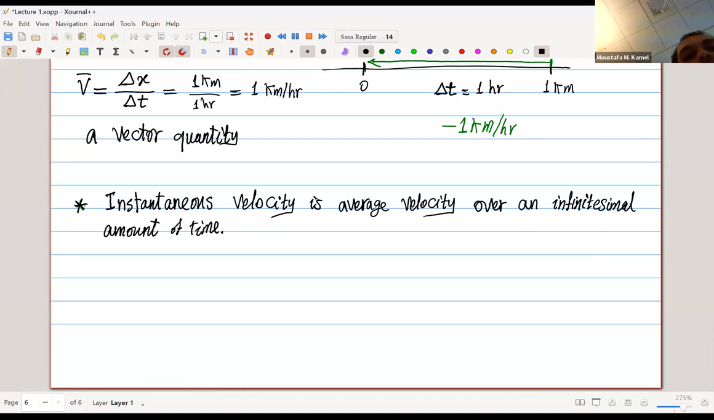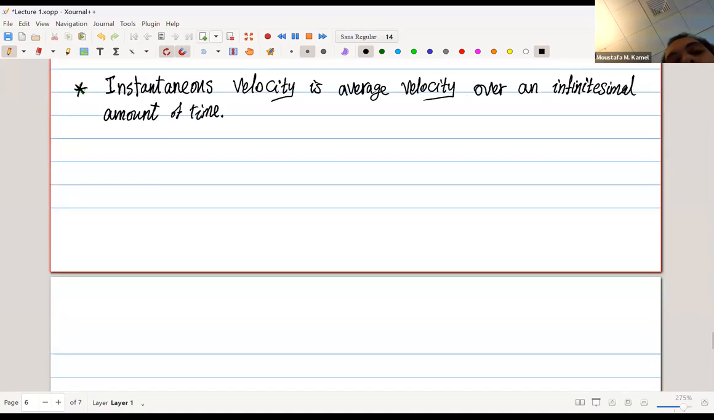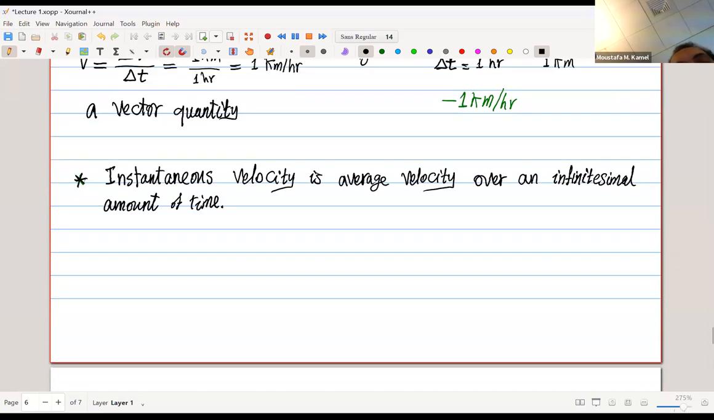And this is what you read on the display. Of course, it's also a vector quantity, and everything of vectors applies to instantaneous velocity. Just as we had displacement and distance, we have velocity and speed. So velocity is a vector quantity that describes both magnitude and direction. It tells you if you're going to the right or to the left.